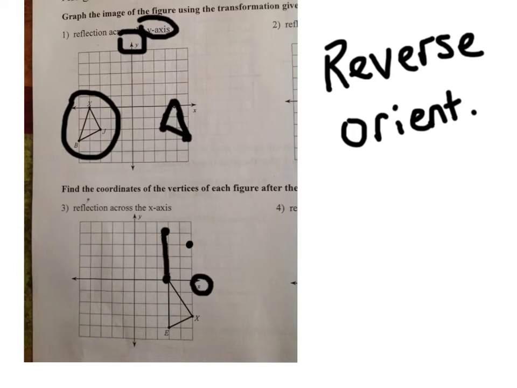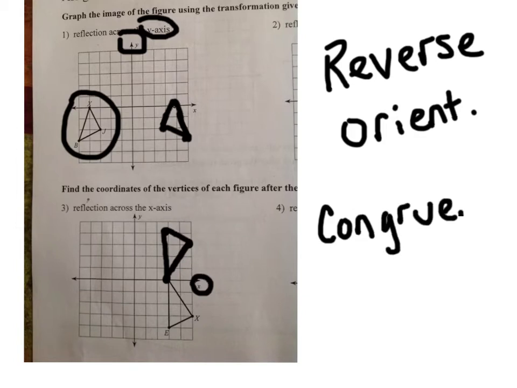And my new triangle is still congruent to my old triangle. Keep that in mind, we're talking about congruent triangles. The triangle's shape has not changed. The only difference is it has reverse orientation.